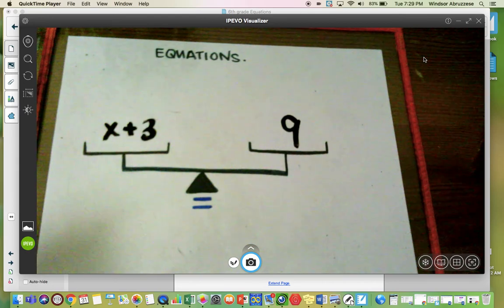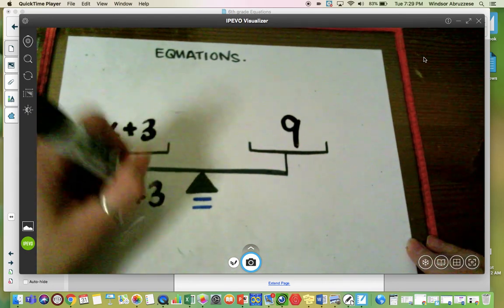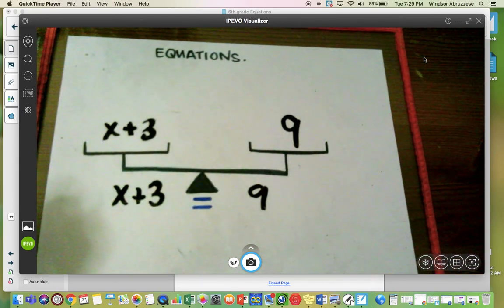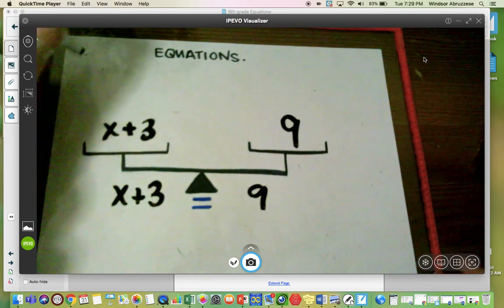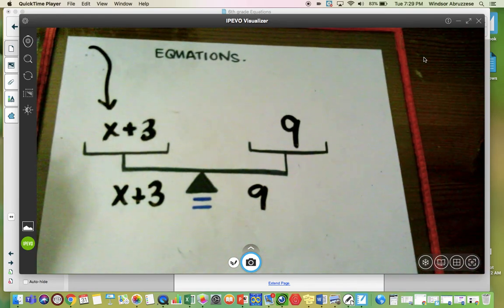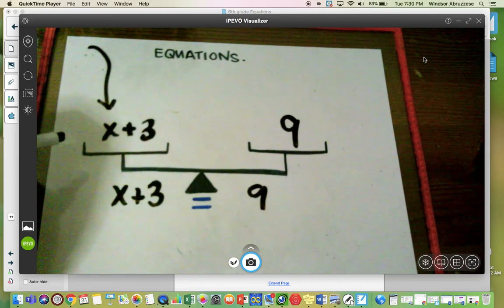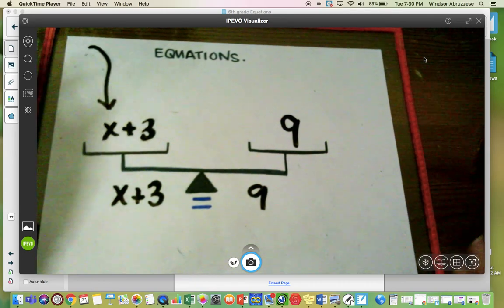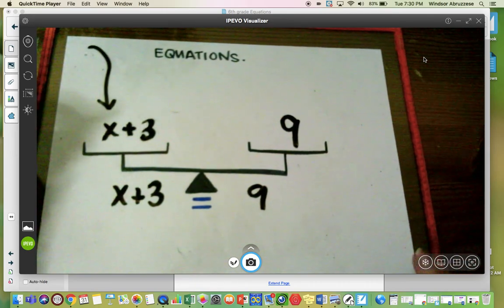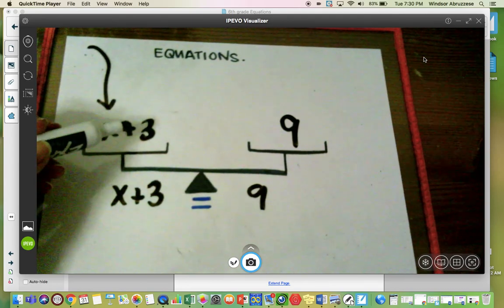But first we're going to start with x plus 3 on this side and 9 on the other side. So if my equation is x plus 3 equals 9, I am solving for the unknown, the variable. I need to get the variable by itself, and we call that isolating the variable. So in order to get x by itself, we need to eliminate this plus 3. Now, how can I get it off of my scale? Well, I can't just erase it. This is a positive 3.